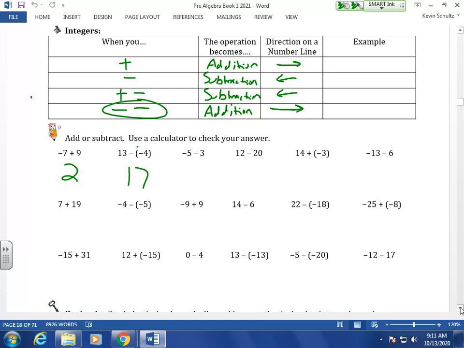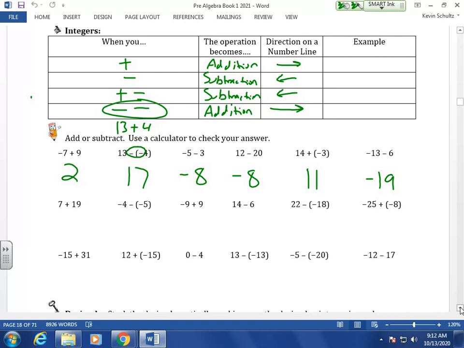This subtracting a negative, you see that in between the numbers. You refer to the chart. You say, oh, that's addition. This is just like 13 plus 4. Okay, 13 plus 4, 17. Negative 5 minus 3, shout it out. Negative 8 is correct. 12 minus 20. Negative 8 again. 14 plus negative 3. 11. Negative 13 minus 6. Negative 19 is right.